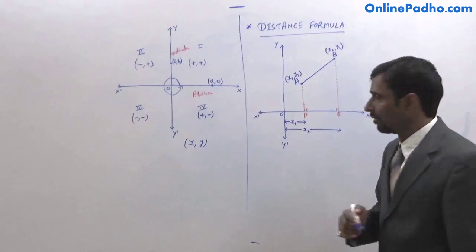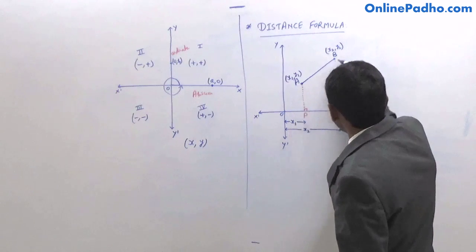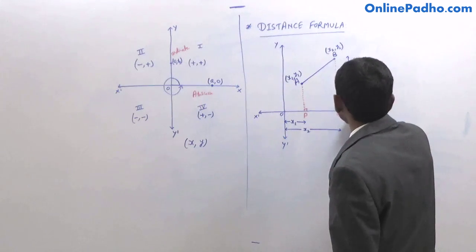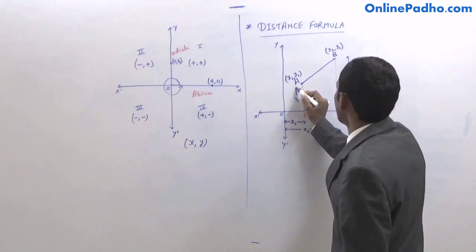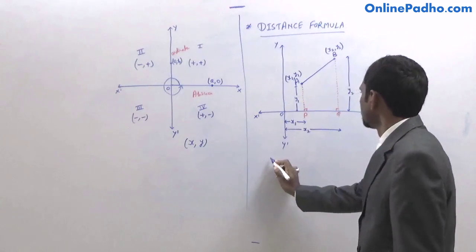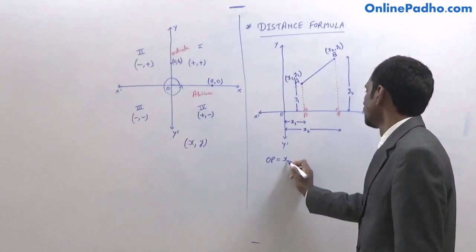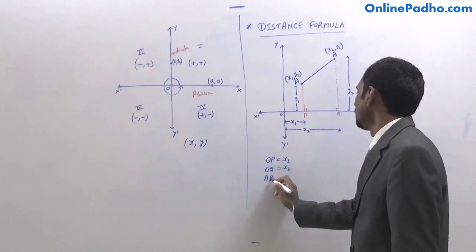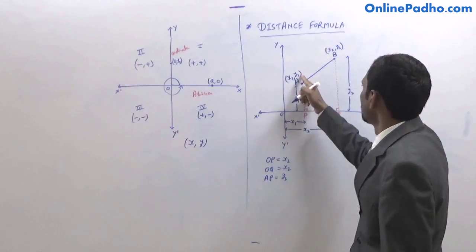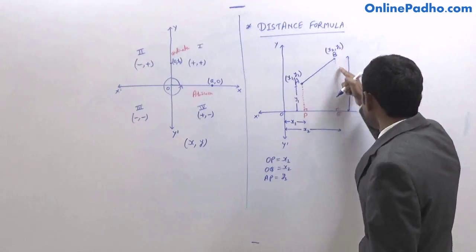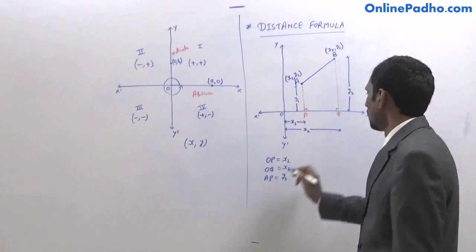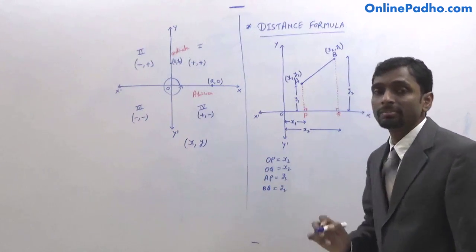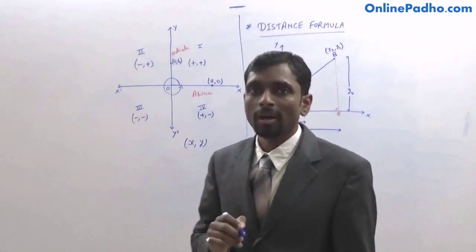Now what do we mean by y1, y2? We can say this length AP is called y1 and this length BQ is called y2. So here OP is equal to x1, OQ is equal to x2, AP is y1. Why? Because the y coordinate of A is y1 and the y coordinate of point B is y2. That's why the length along the y-axis is called BQ, which is equal to y2. So these are the lengths x1, x2, y1 and y2.